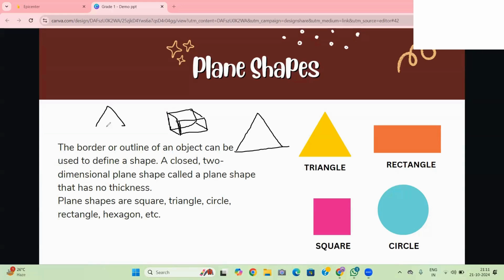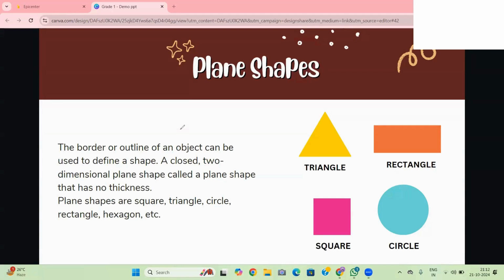Here, I can draw a triangle. I can draw a rectangle. So these are all called plane shapes. Okay? We will not go into Rubik's cube and all. Plane shapes are all these: square, rectangle. Can you tell me some more? Circle, square. Yeah.